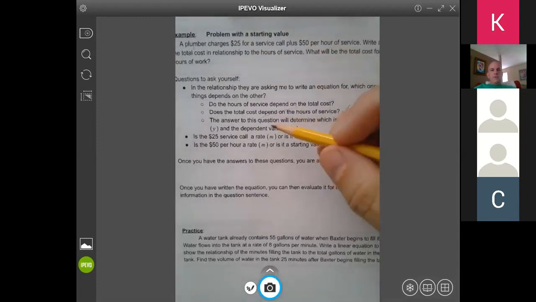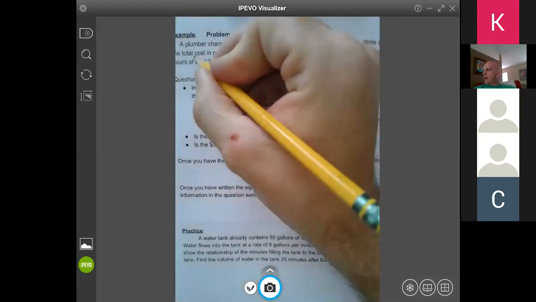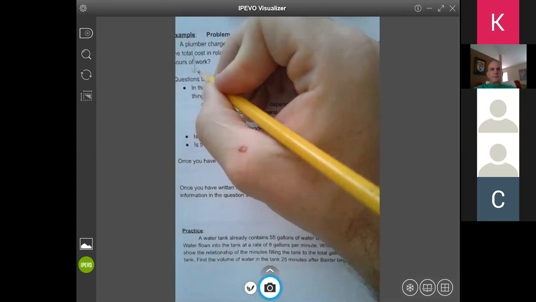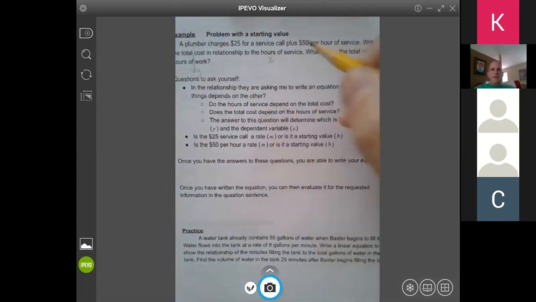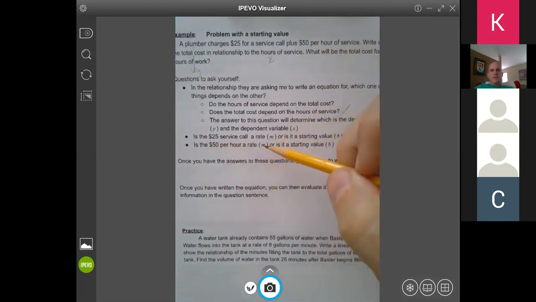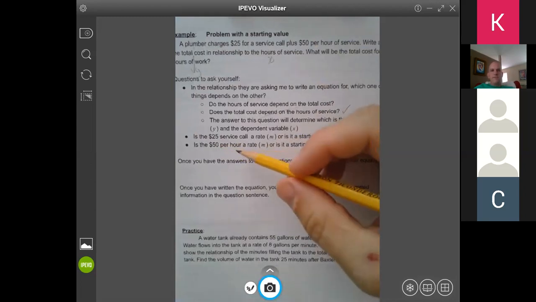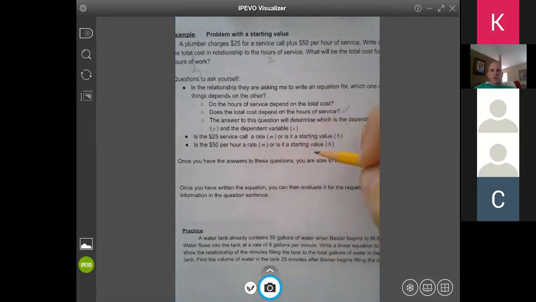So once we've determined this, the total cost depends on the hours of service. So I'm going to come up here and say total cost is my Y value, and my hours of service is my X value. Second question we want to ask ourselves: is the $25 service call a rate, or is it a starting value? And is the $50 per hour a rate, or is it a starting value?